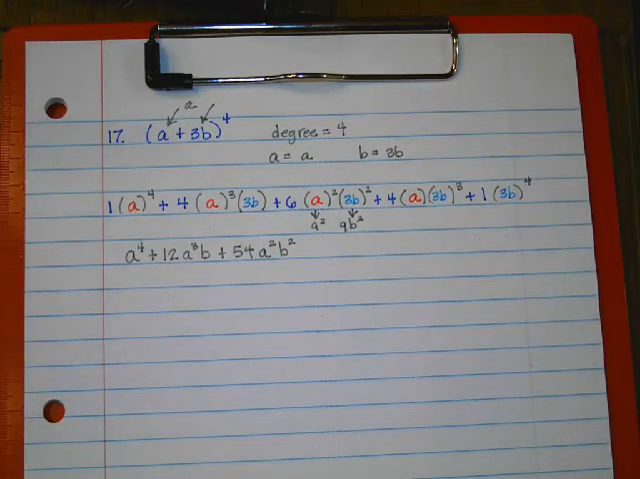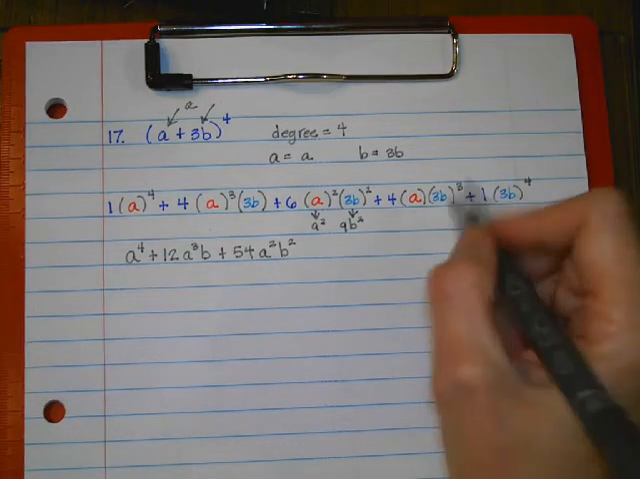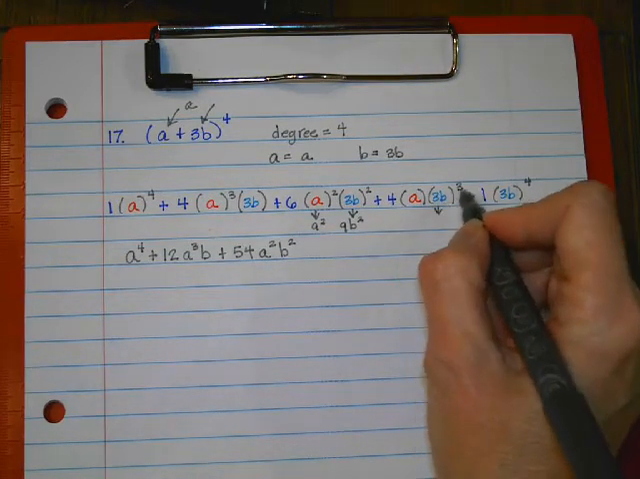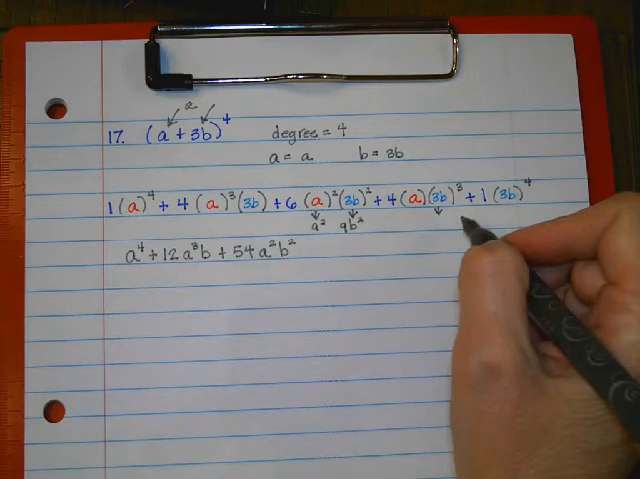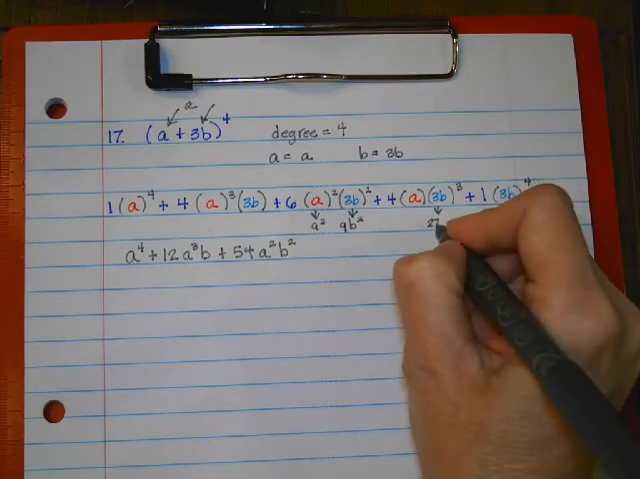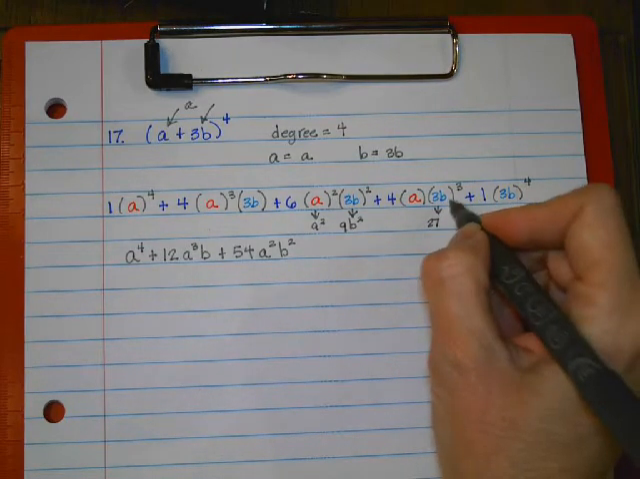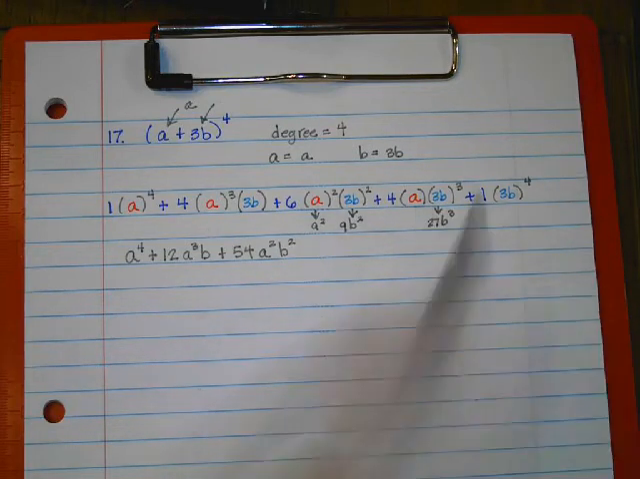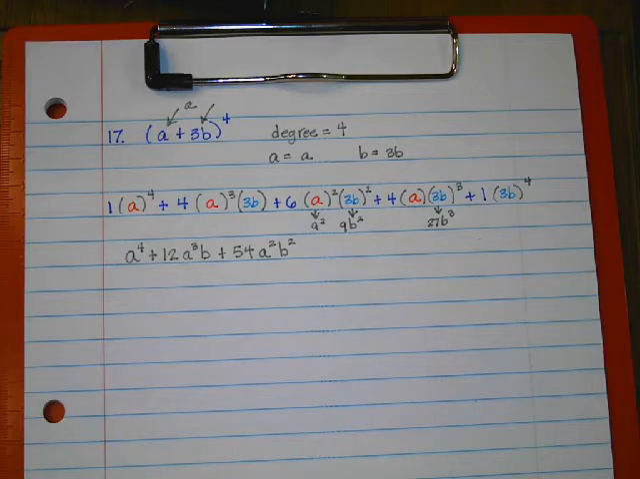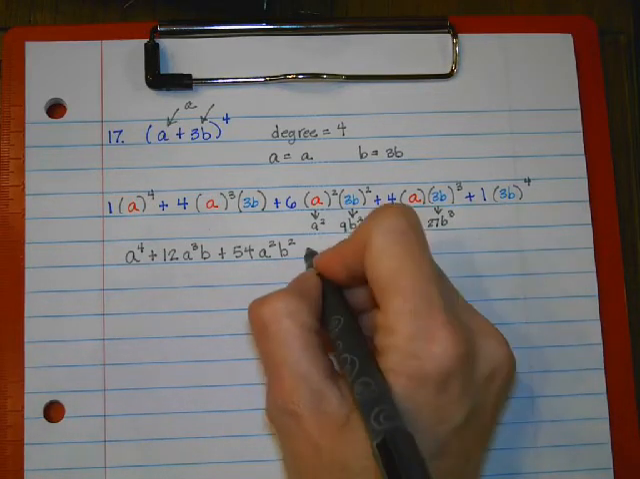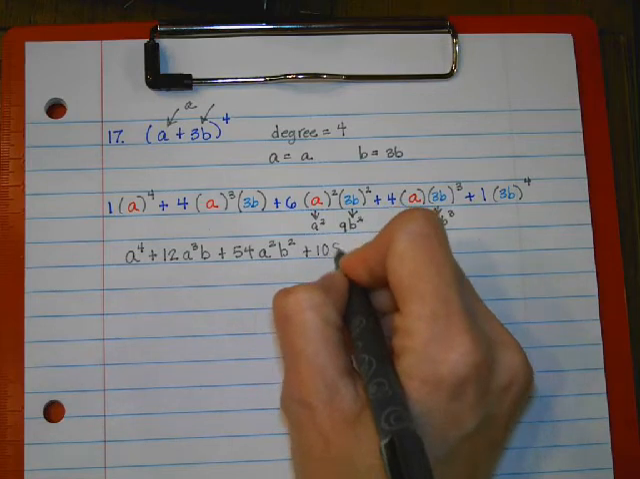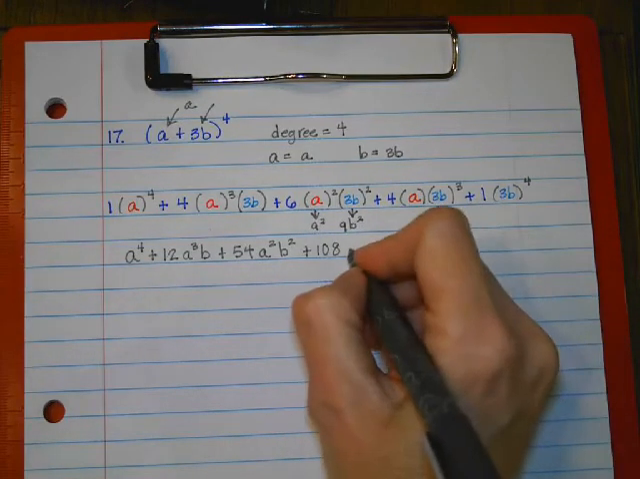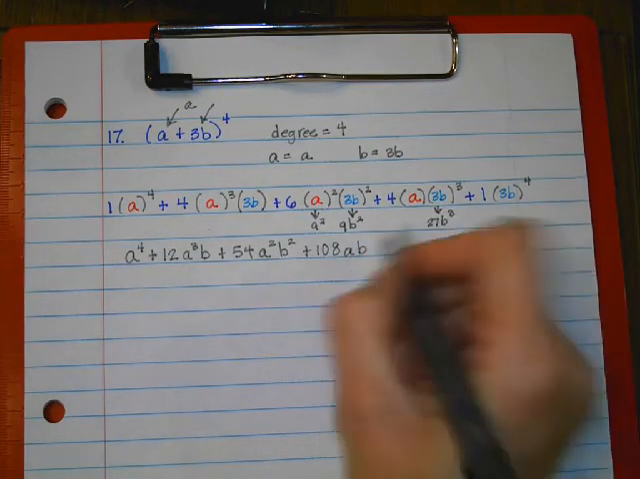All right, as I move down the line, I've got to solve this. I've got to do 3 to the third power, which means 3 times 3 times 3, which is 27. And then I'm going to do B times B times B, which is B to the third. Then I've got to multiply that 4 times my 27, and I'll get 108. And my A is to the first power, and my B is to the third power.